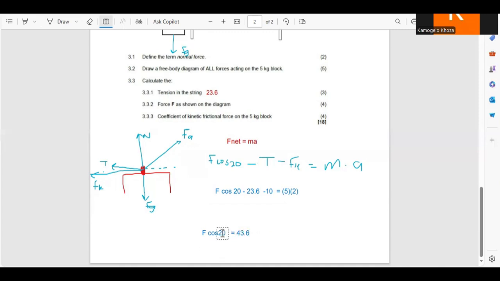Now remember, we are solving for F, not F cos 20. So we're going to divide both sides by cos 20 to get rid of this cos 20 so that we can be left with F only. These two would cancel out one another and we would be left with F. And in this case, our F would be equal to 46.40.